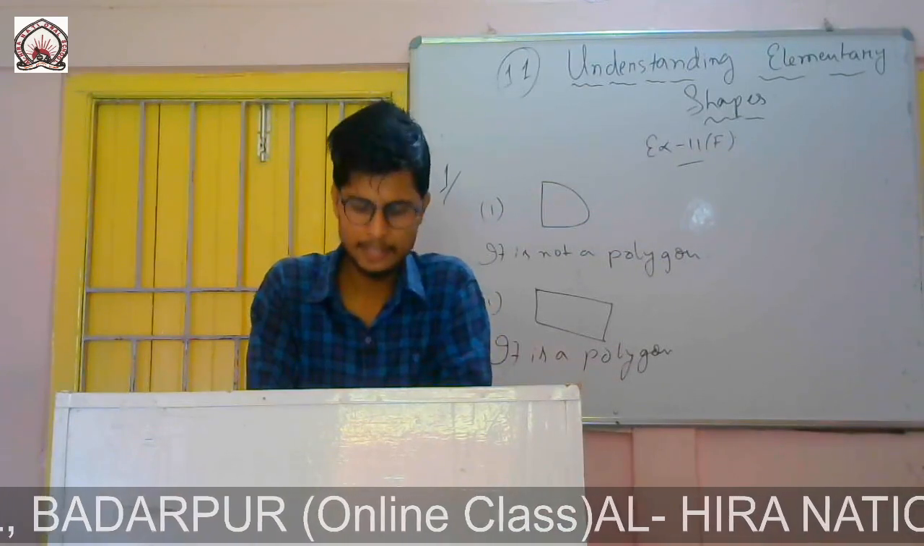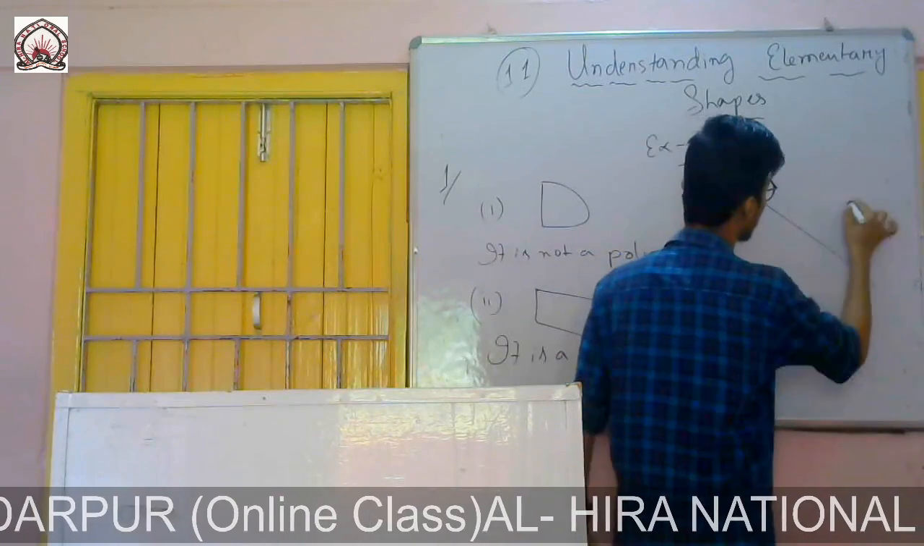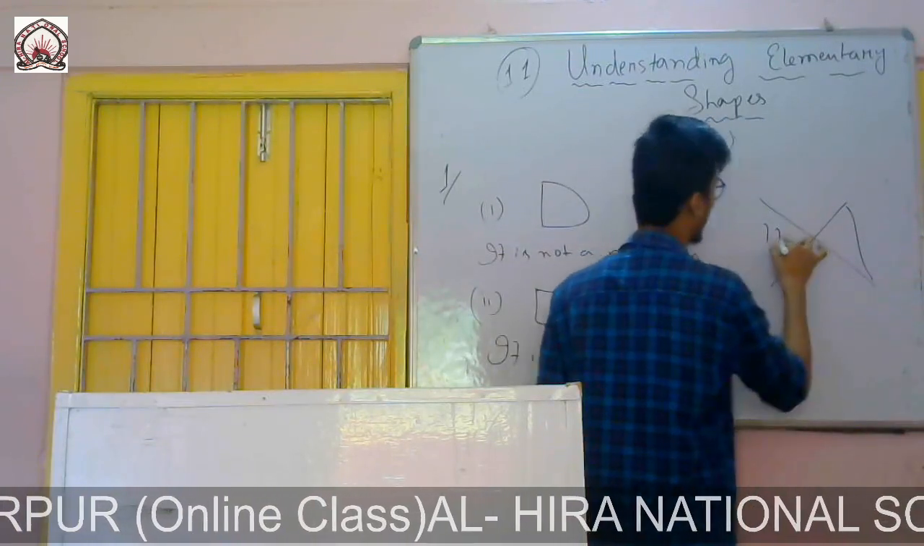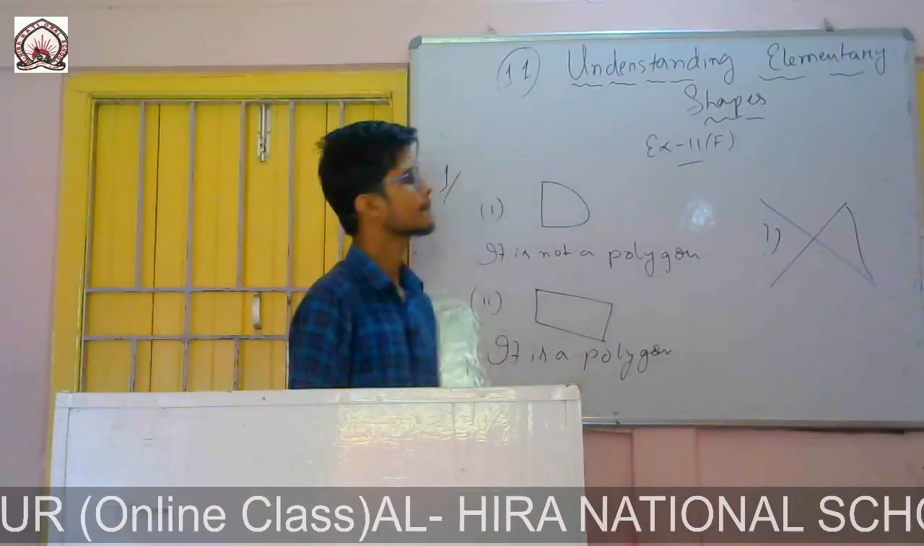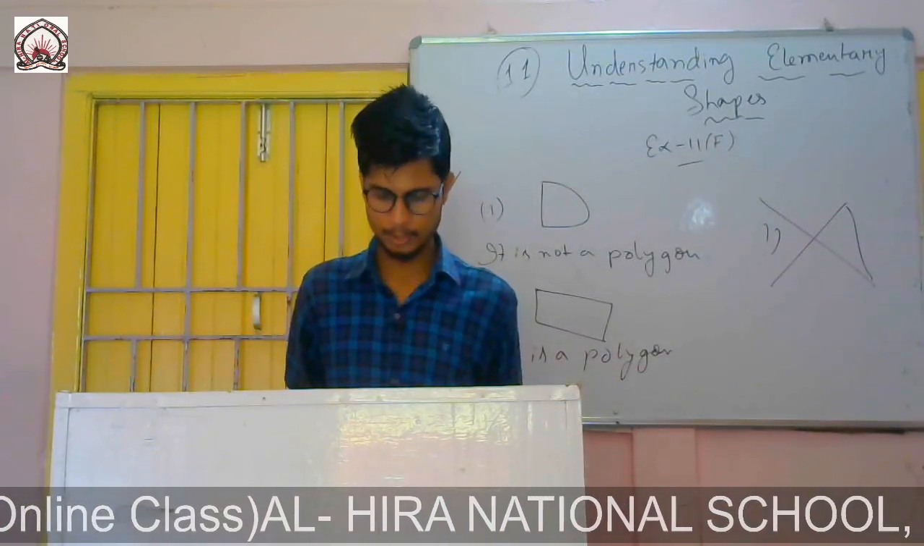And Roman number 10, you see it is made of line segments, but one side is open. This is the open side. So it is not a polygon. Roman number 9 is not a polygon.